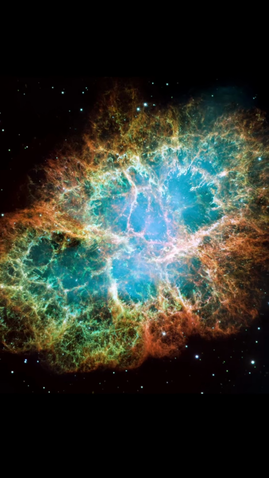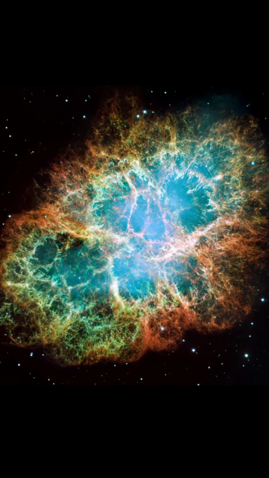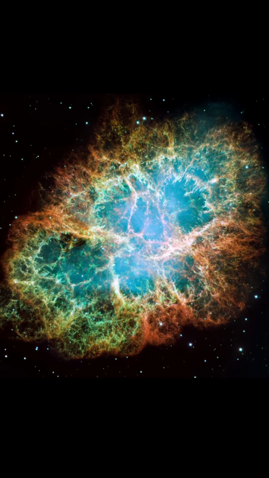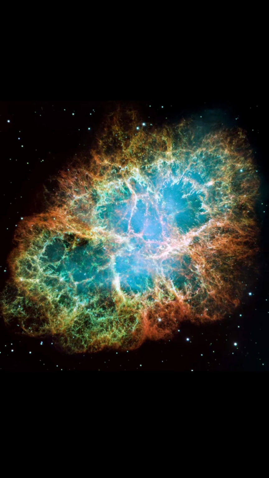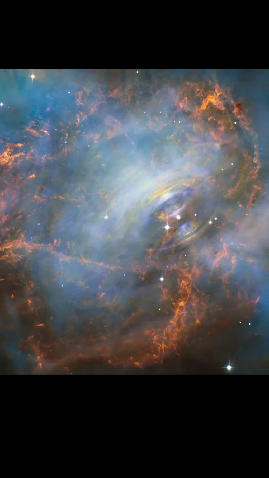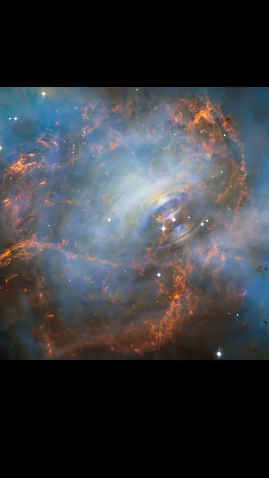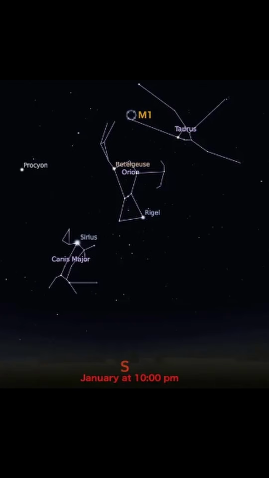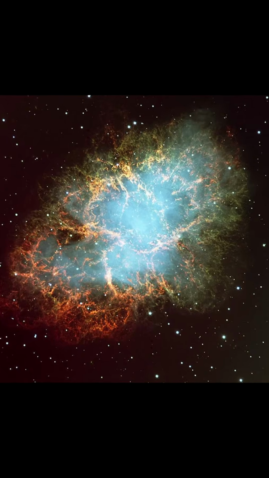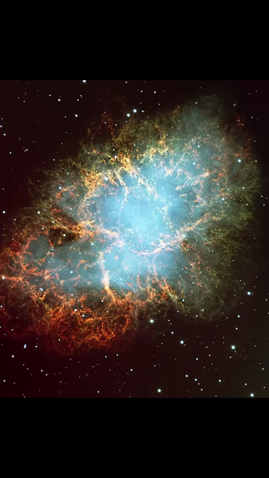M1, better known as the Crab Nebula, was the nebula Charles Messier originally mistook for Halley's Comet, which inspired him to create his famous catalog of objects. With an apparent magnitude of 8.4 and located 6,500 light-years from Earth in the constellation Taurus, the Crab Nebula can be spotted with a small telescope and is best observed in January.